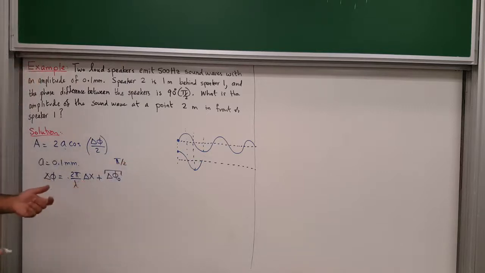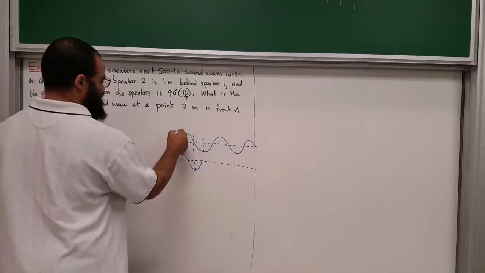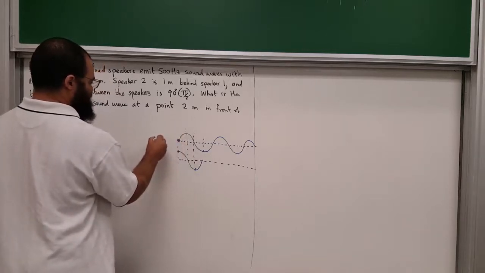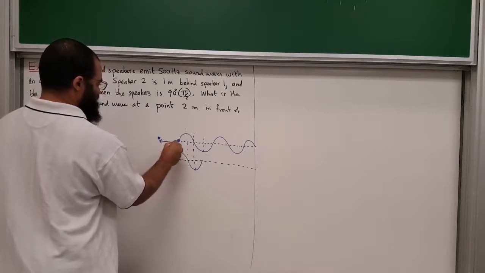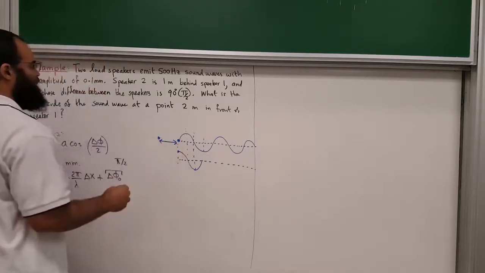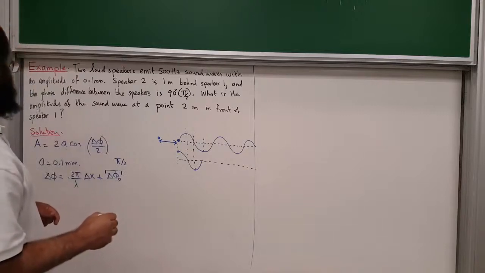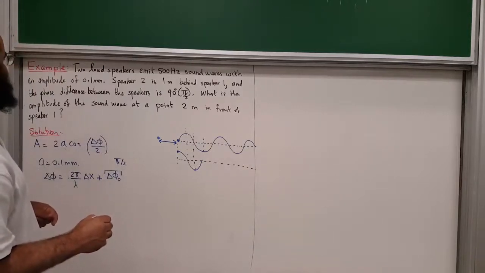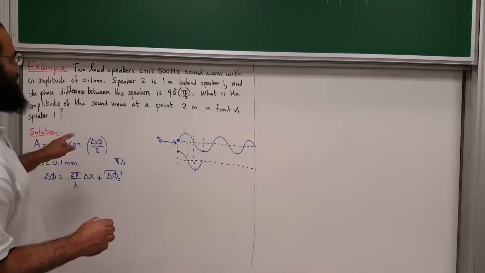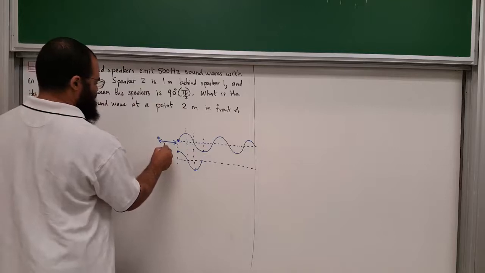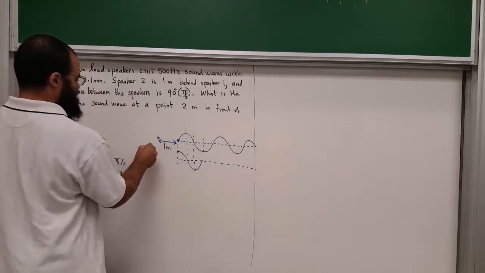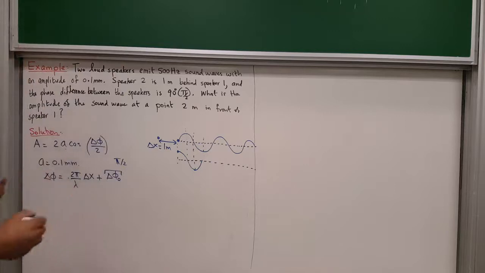Delta x: for speaker 1, speaker 2 is behind it. This is speaker 2. So the delta x here is, how much is it? One of them is 1 meter behind. So this is 1 meter. That's delta x. They differ by 1 meter. One of them is physically behind the other by 1 meter.